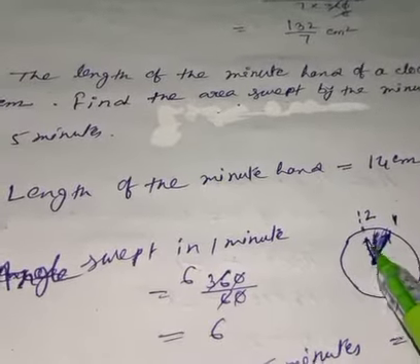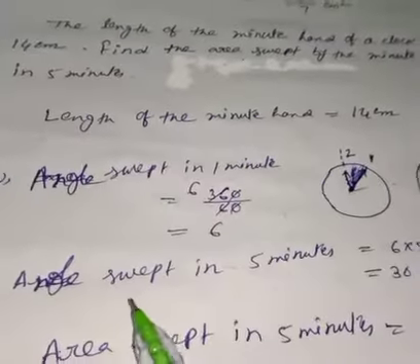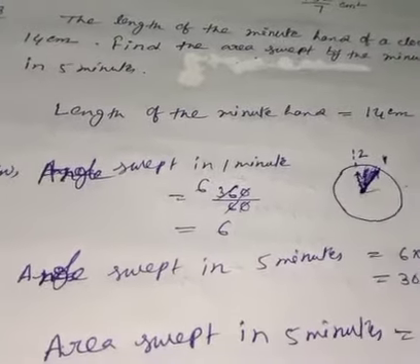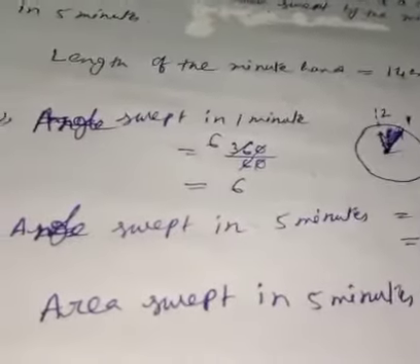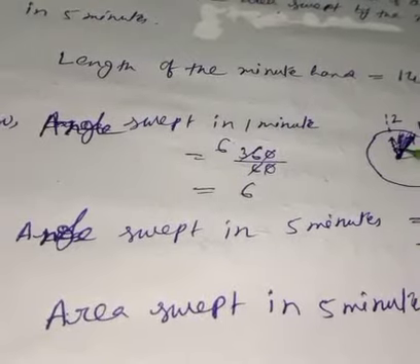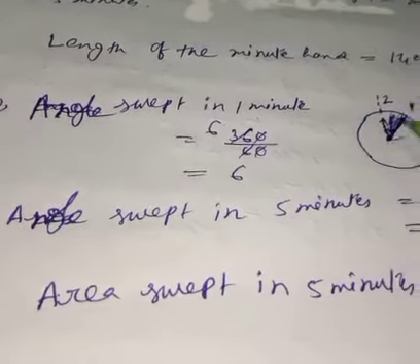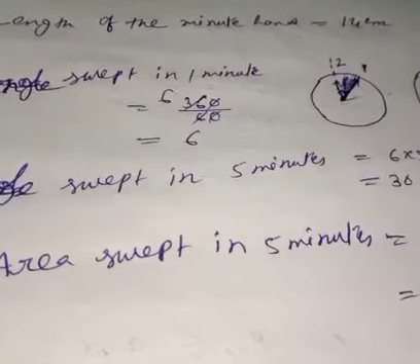Then for 5 minutes, the angle swept in 5 minutes, you can write how much? 6 into 5, how many degrees? 30 degree. So you will get this angle, meaning this is a sector angle. Now you can easily find the area of this sector. So the area swept in 5 minutes is pi r square theta by 360.